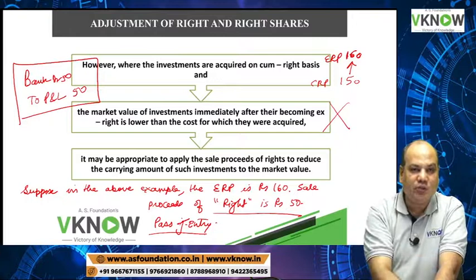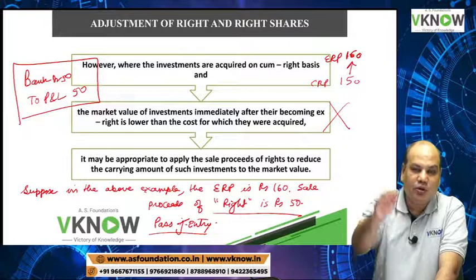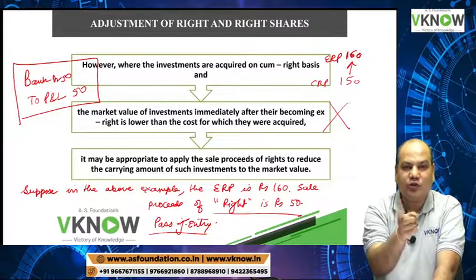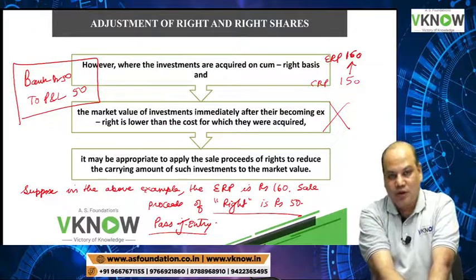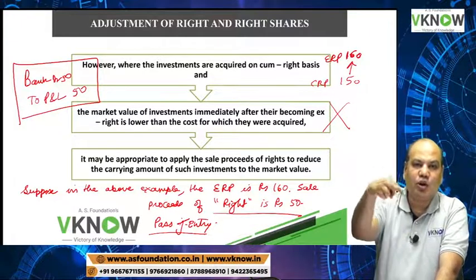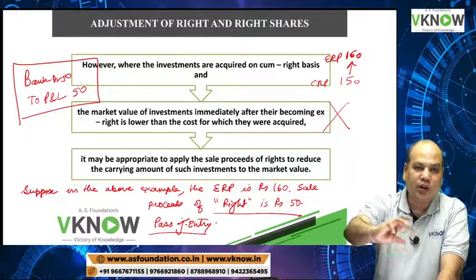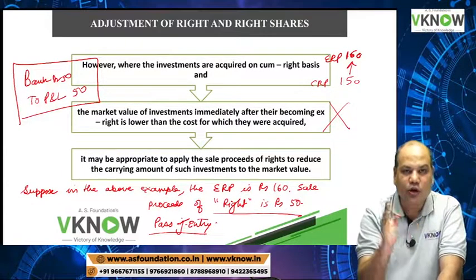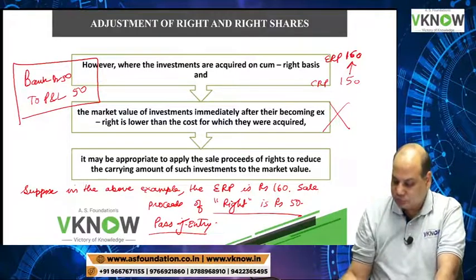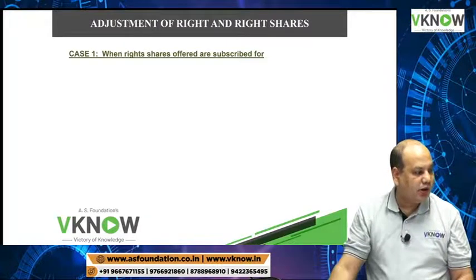So when will you adjust in investment account? When the ex-right price is lower and the shares were purchased on cum-right basis. When will you not adjust in investment account? Either shares were not purchased on cum-right basis, or the price has gone up instead of going down. In that case, we will not adjust in investment account. We will adjust in P&L account. So I have written three cases in your book. Let us have a quick look.